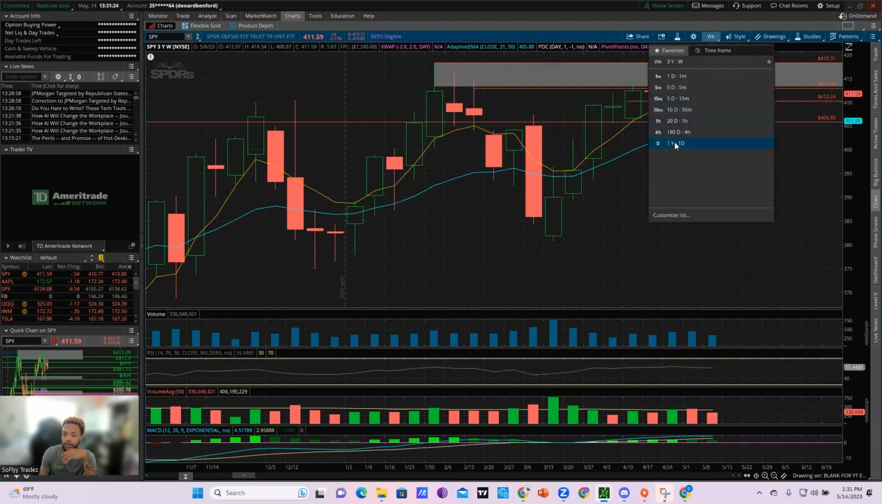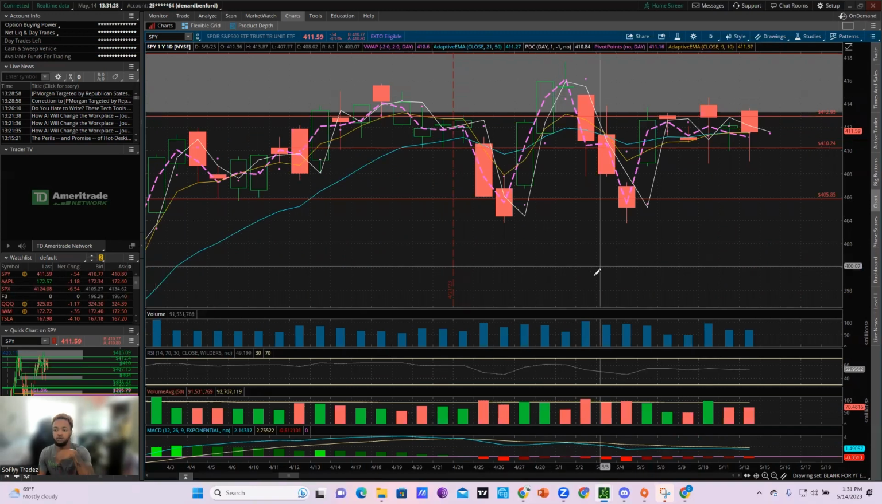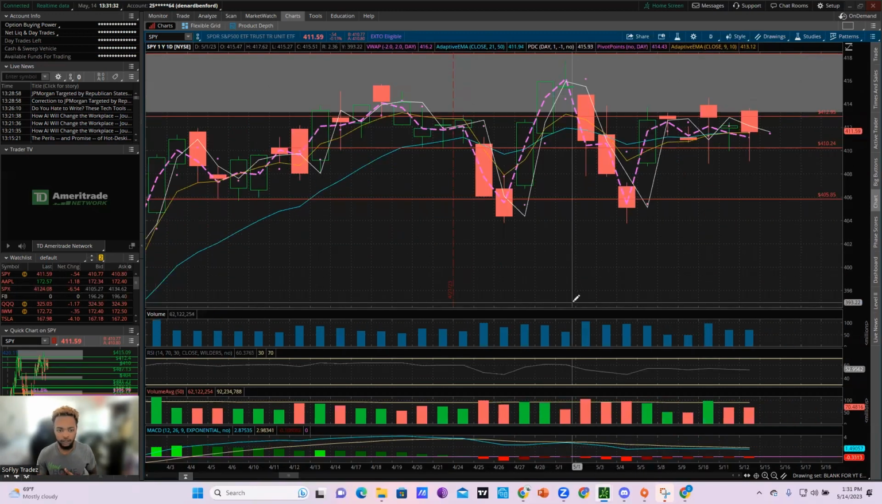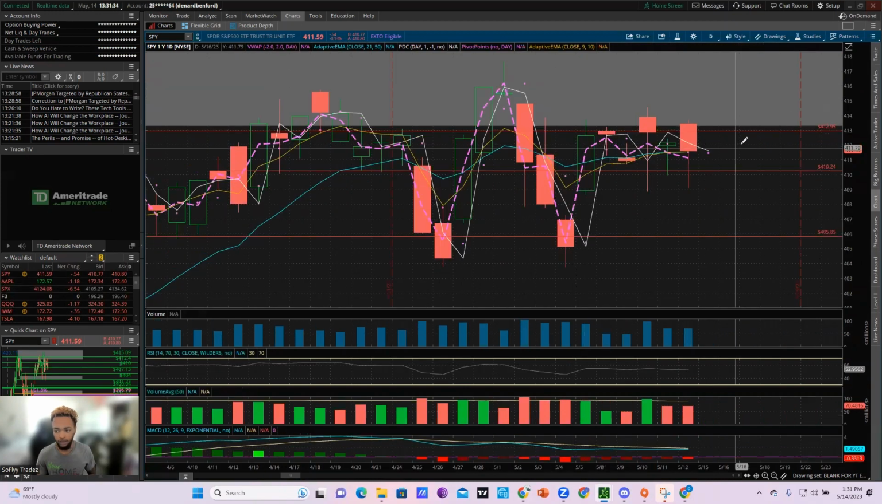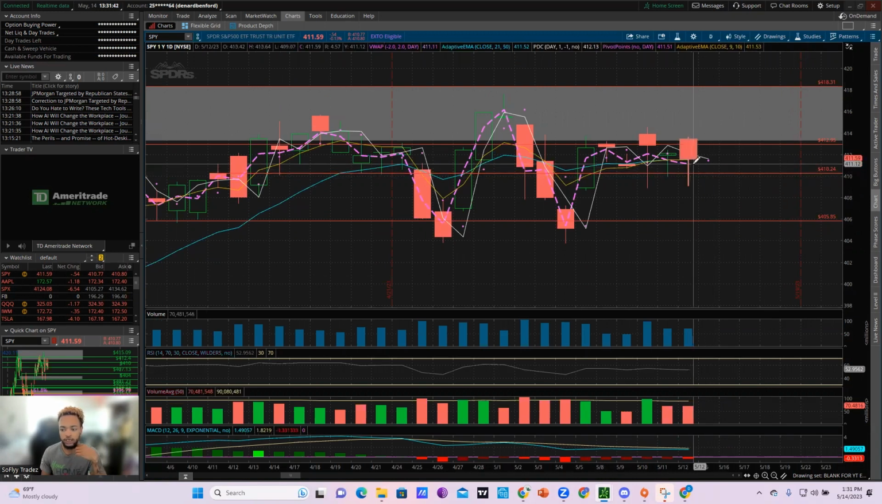Let's go down to our daily. Basically what I'm looking for is areas where price reacted, so I can base a trade off of that and stack probabilities. Because you will never know exactly what will happen in the market, it can do whatever. But that's why we use technical analysis to see what happened in the past, to stack our probabilities so we can take educated trades.